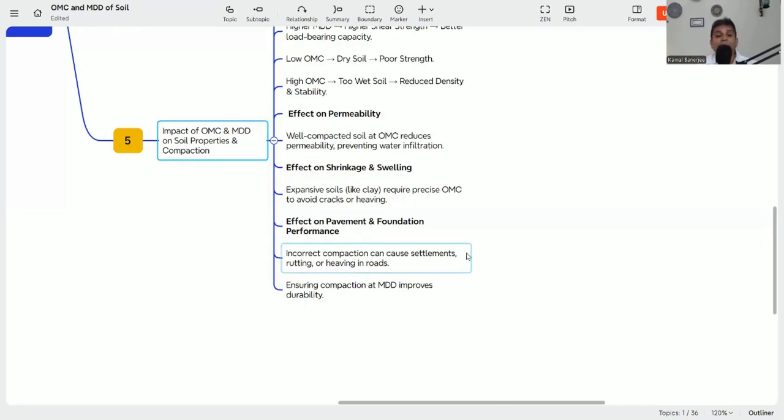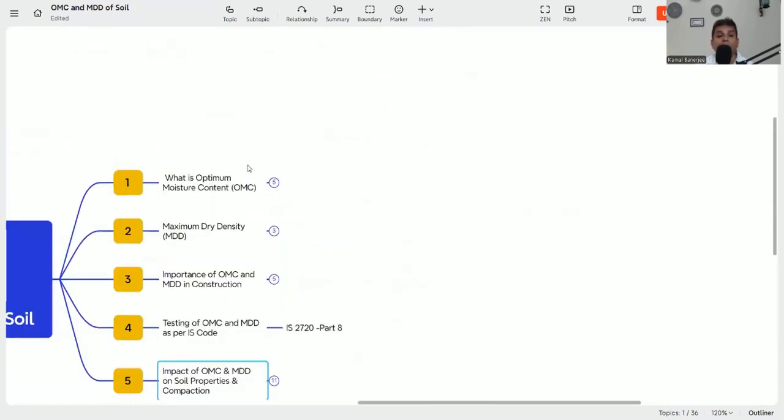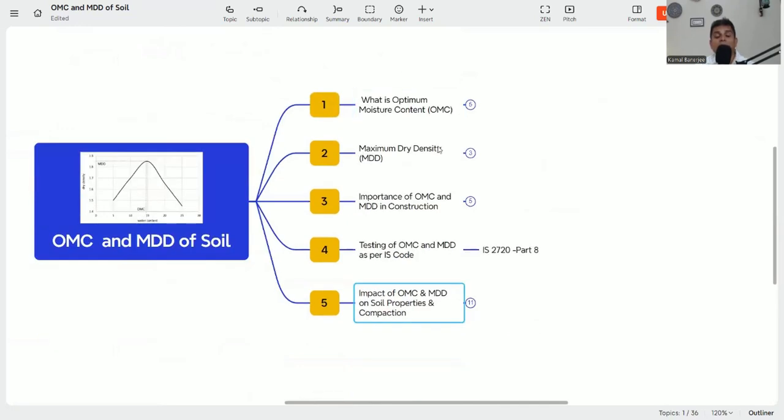And the effect on pavement and foundation performance. Incorrect compaction can cause settlement, rutting and heaving in roads. Ensuring compaction at MDD improves durability. So these are all about the OMC and MDD, and what we covered: what is optimum moisture content, what is maximum dry density, what is the correlation between these two, what is the importance, how to do the test, and what is the impact of OMC and MDD on soil properties.